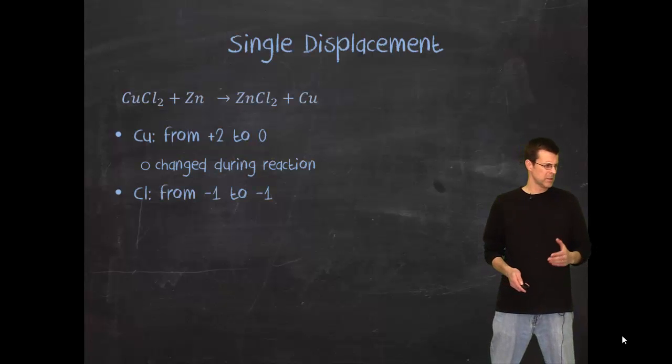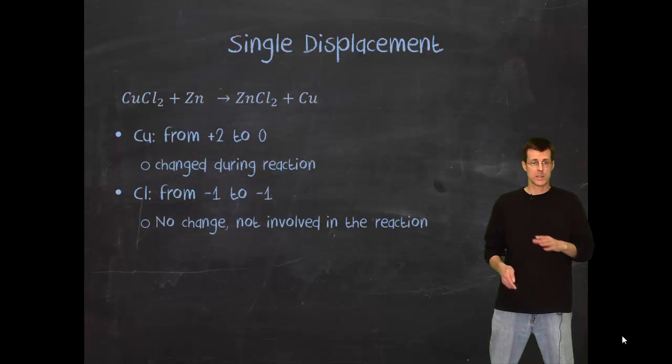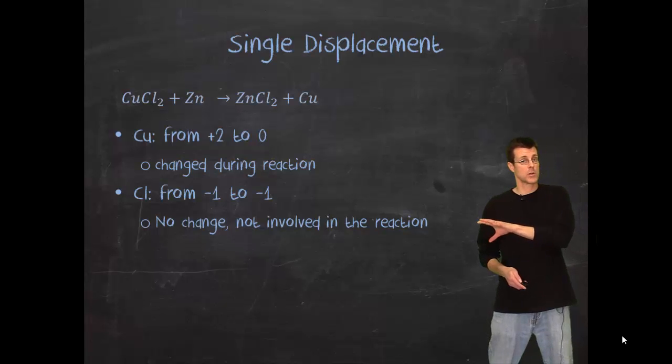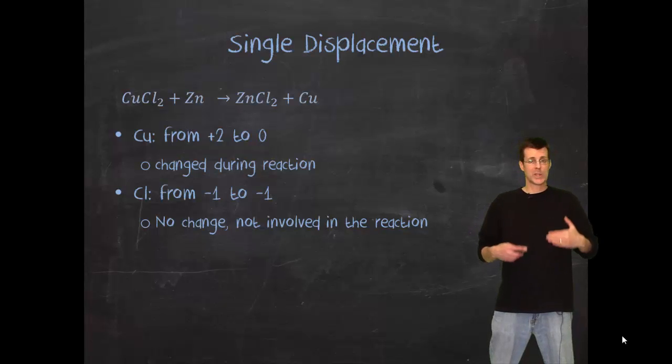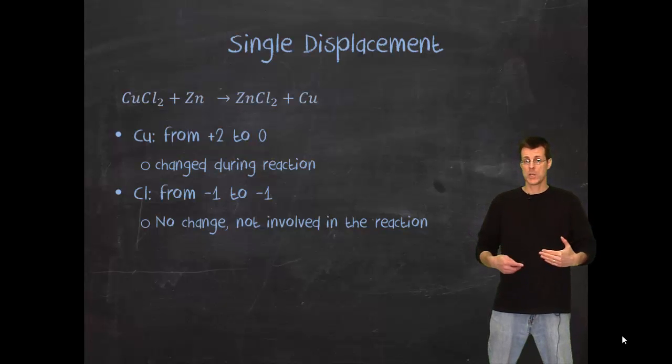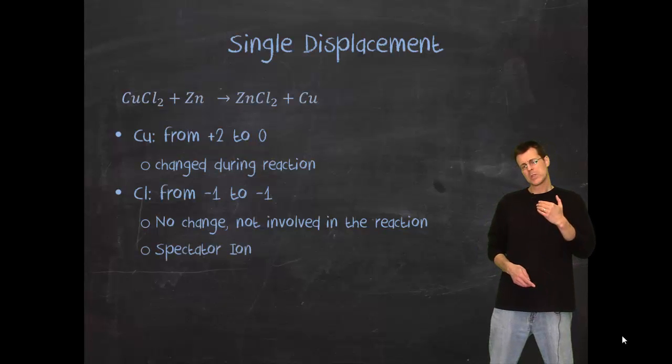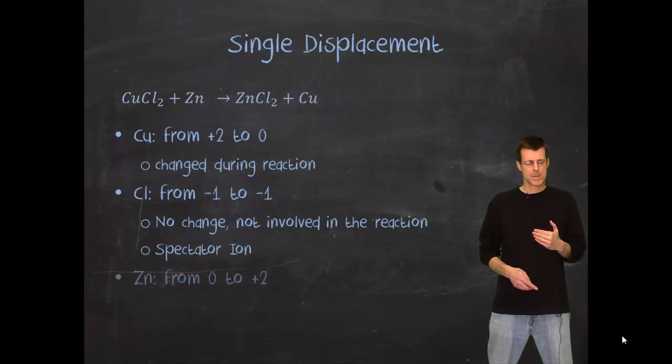The chlorine, on the other hand, starts out as being part of a compound and ends being part of a compound. It's not undergone any kind of change at all. Its job is to balance the charge. It's balancing the charge of the copper to start, it's balancing the charge of the zinc to end, but it itself did not change during the reaction. We call that being a spectator ion.